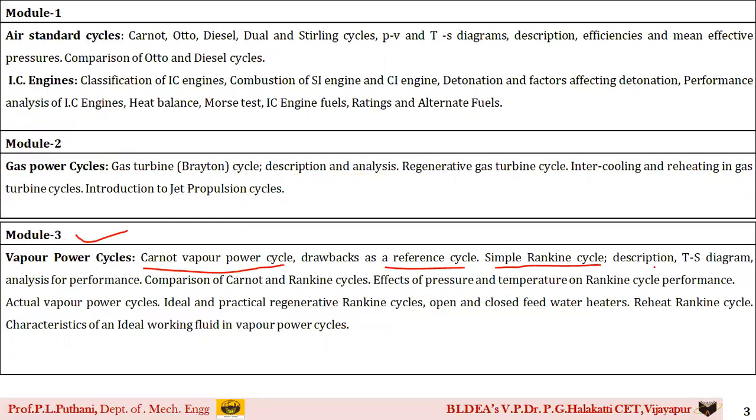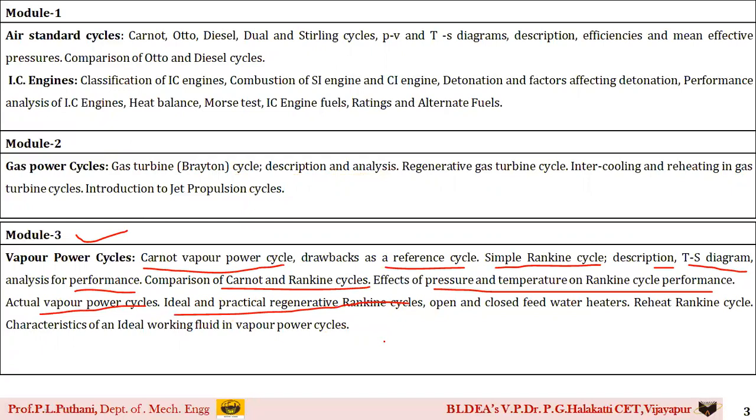We will be studying its description, TS diagram, and PV diagram. We go for analyzing its performance, comparing the Carnot and the Rankine cycle. Then in the Rankine cycle, we will study the effect of pressure and temperature on Rankine cycle performance, actual vapor power cycles, and the ideal and practical regenerative Rankine cycle.